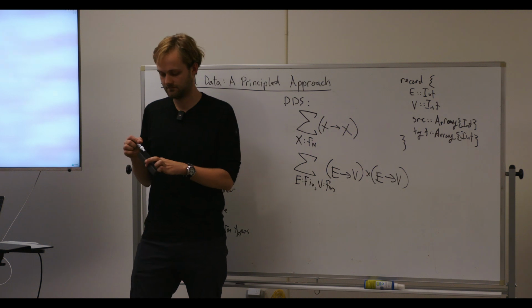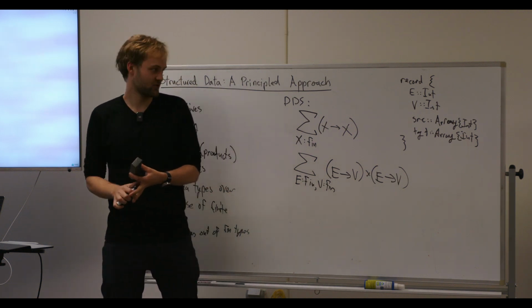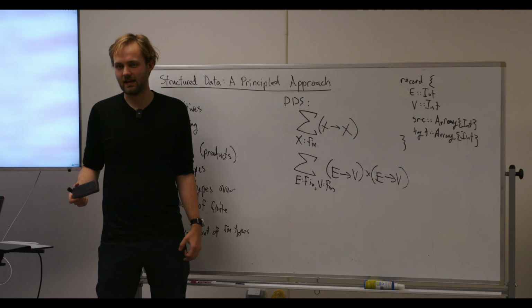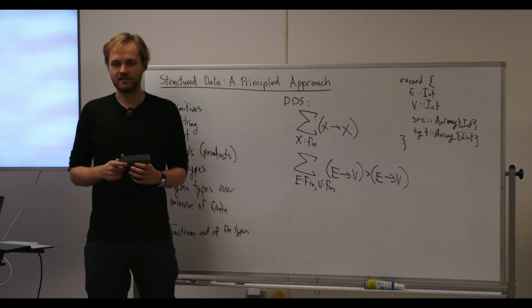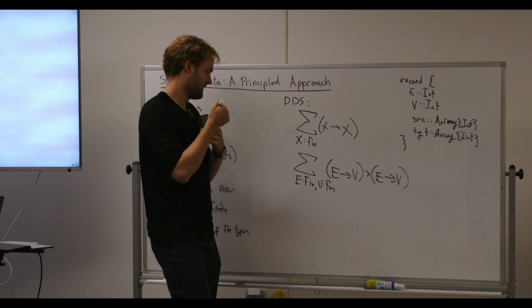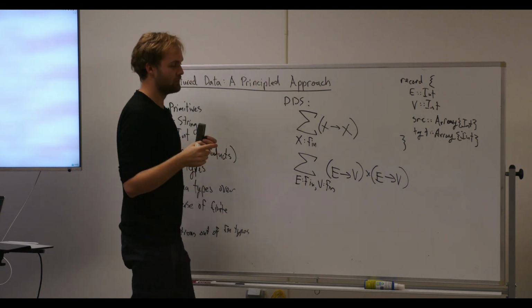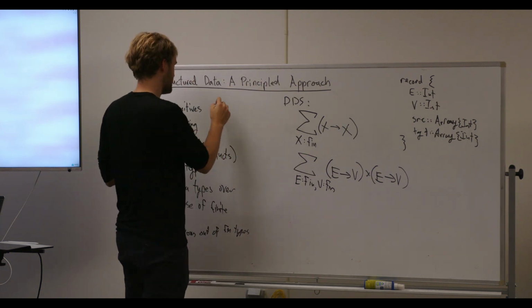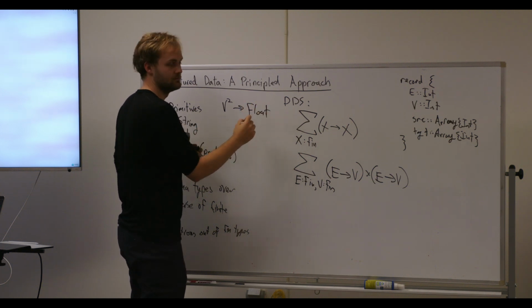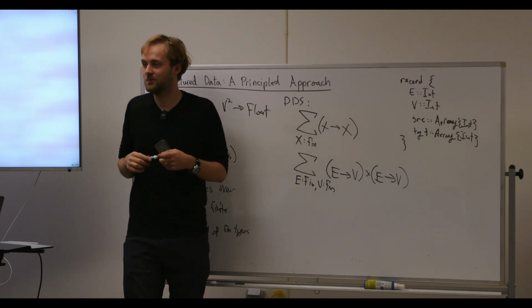Yeah, and notice something kind of neat about this is that I automatically get a tensor library for free, because I can say, what is a matrix? Well, it's just a function from V squared to float. So that's kind of cool.